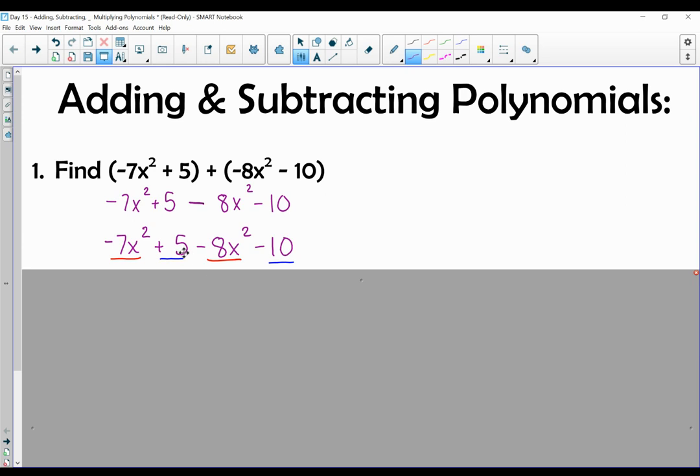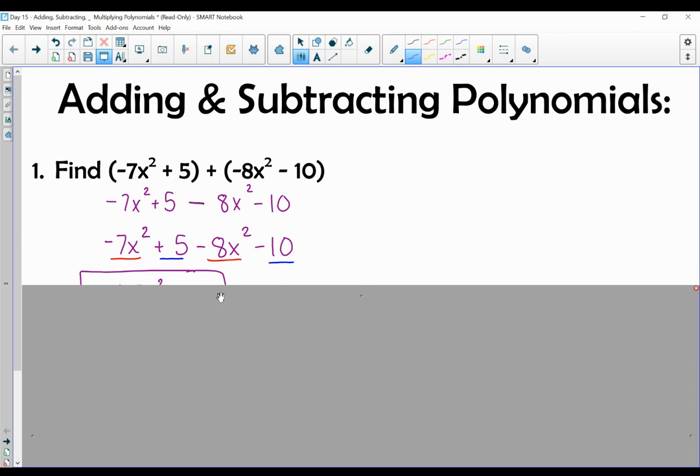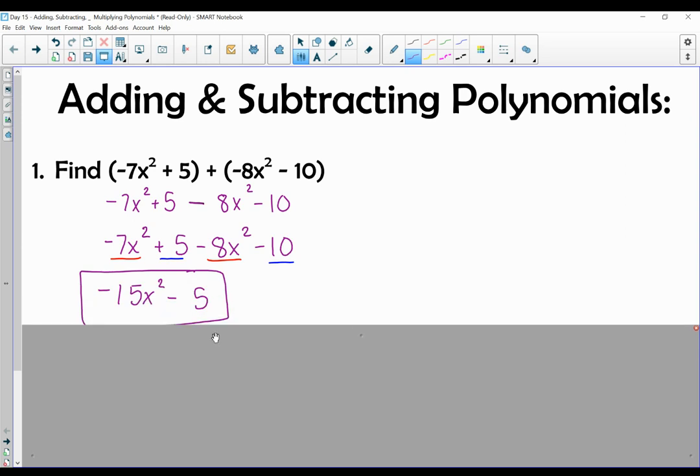And then 5 minus 10. Well, that's the same as saying 10 minus 5, but keeping it negative because you're recognizing that the bigger number was negative here. So what's 10 minus 5? Hopefully you said 5. So 5 minus 10 is going to give us a negative 5. So our answer is negative 15x squared minus 5.